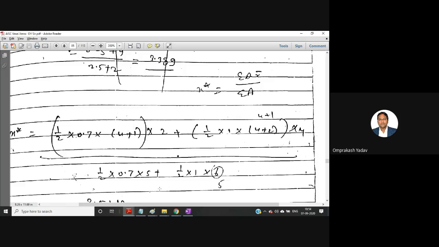But in the previous case, in the centroid case, first of all, we have to make the output graph, and then the output graph we will have to divide into number of areas, and then we have to calculate all the areas, multiply that by x bar. Then do the summation of the last column and divide by the second column, you will get the answer.